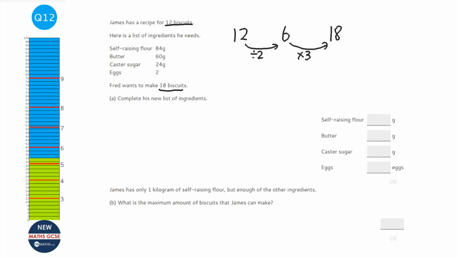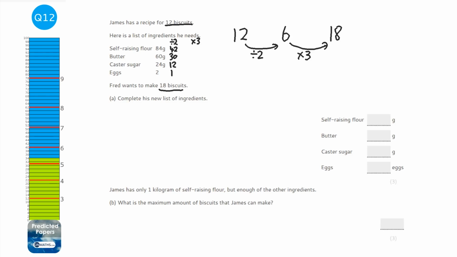Now, some of you might think, well, why can't we just add 6? Proportion doesn't work with adding or subtracting. You've got to times or divide to keep everything in proportion. So what I'm going to do with each of these ingredients is halve them to find out what the amounts for 6 biscuits are, and then times them by 3 to find out the amounts for 18. So half the 84 would be 42, half the 60 would be 30, half the 24 would be 12, half the 2 would be 1.